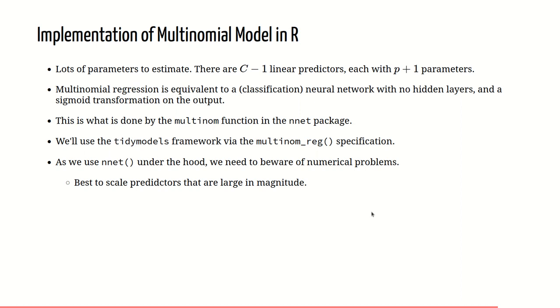So the multinom function, i.e. the function for fitting multinomial regression, is actually done by the neural net package. Now in practice, of course, we'll use tidymodels for that, and so we'll use the multinom_reg specification. We just have to be clear that because it's been fit with neural network software, by back propagation, the scale of the predictors is important for numerical reasons, because we're doing that exponentiation. So we've got to scale our predictors that are large in magnitude down first, using a recipe, for example.